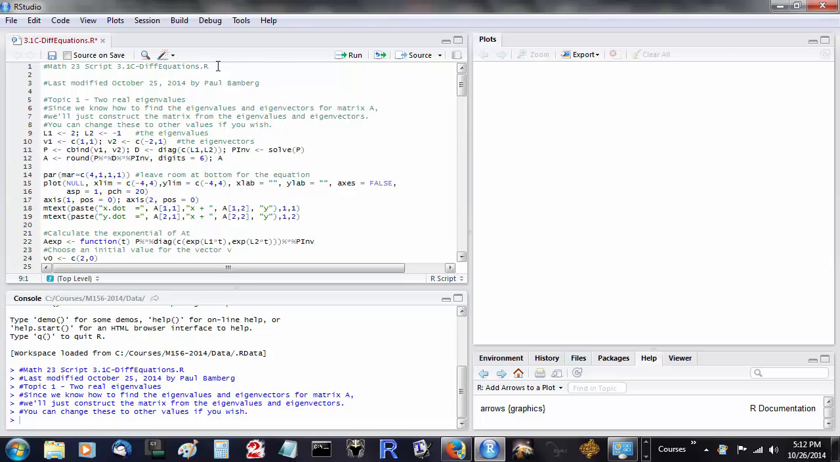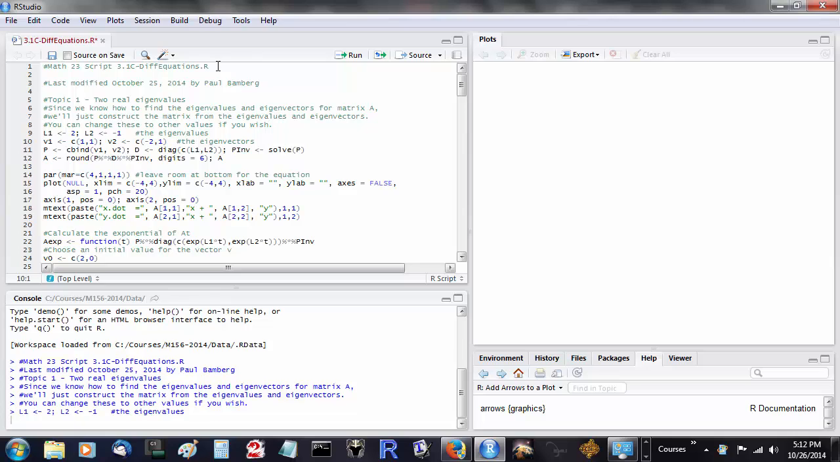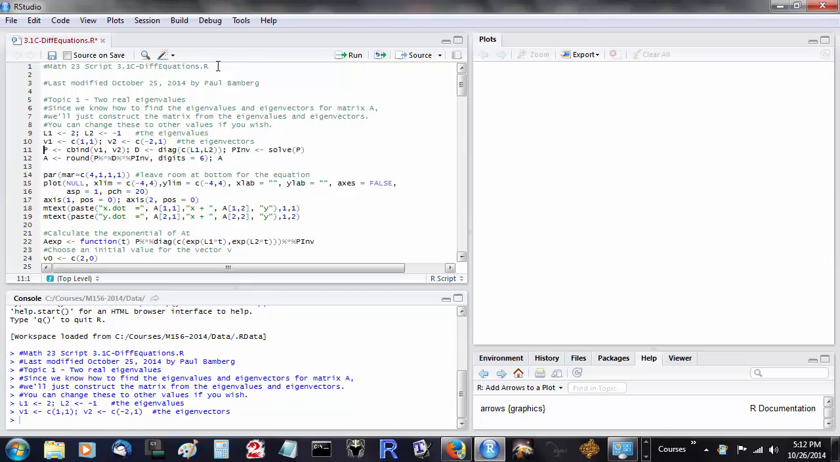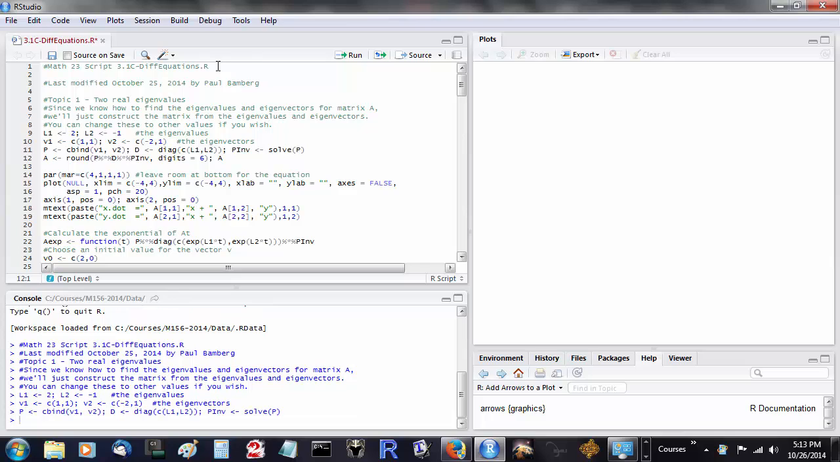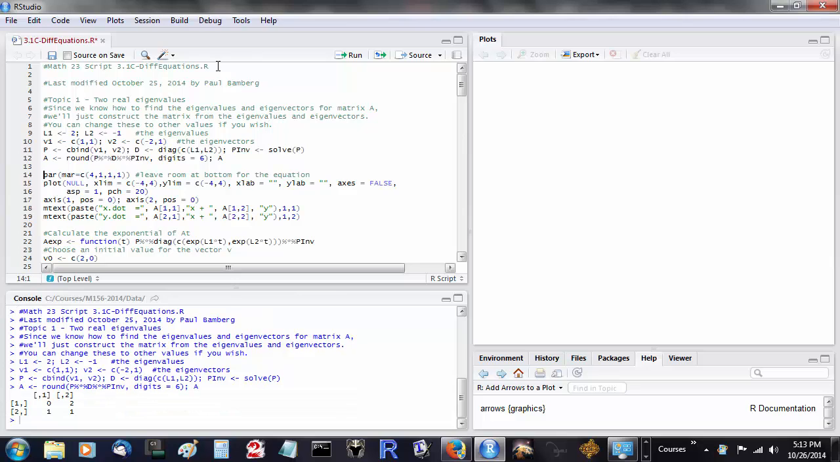Since the first letter of the English name of the Greek letter lambda is an L, I'll call these capital L1 and capital L2, and then I'll set up the corresponding eigenvectors V1 and V2. The matrix P is obtained by using the two eigenvectors as the columns. The diagonal matrix D is made from the two eigenvalues, and the matrix P inverse can be calculated by using the R function solve. So all I do is take P times D times P inverse, round off to 6 decimal places so I don't get silly things like 10 to the -16th power, and there is our matrix A.